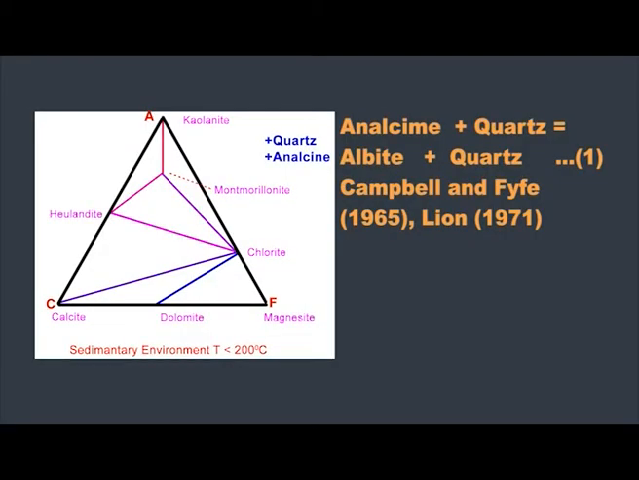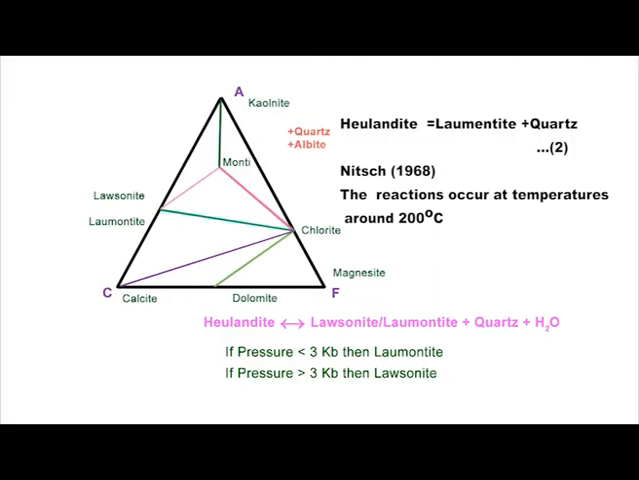The lower temperature limit of this facies has been proposed by the following reactions. Analcime plus quartz give rise to albite plus quartz, carried out by Campbell and Fyfe 1965, Liou 1971. Heulandite give rise to laumontite plus quartz, reaction 2, carried out by Nitsch 1968. The above reactions occur at temperature around 200 degrees centigrade.